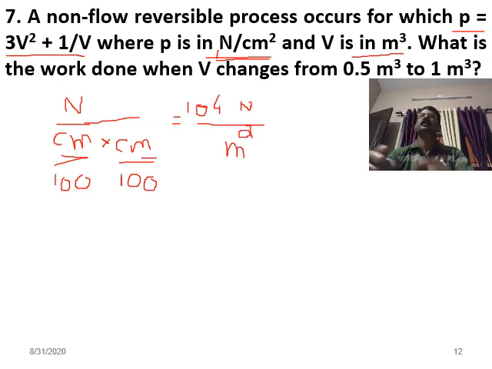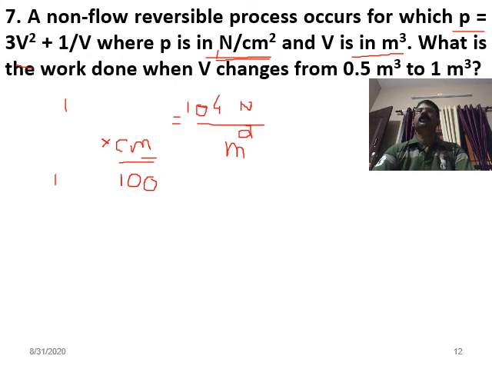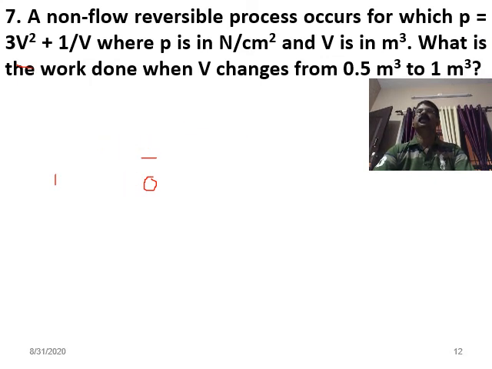So this expression on the right hand side, you write as P is equal to 10 to the power 4 into 3V square plus 1 by V. Remember this. You have to multiply 10 to the power 4 to the right hand side, because P has to be converted into Newton per meter square. Other than that, he has given the volume change which is taking place from 0.5 meter cube to 1 meter cube. Okay, so we'll start.